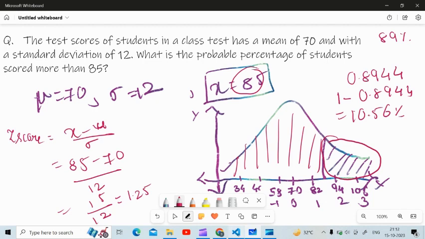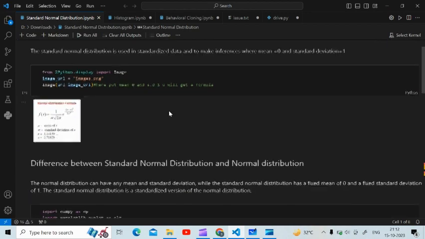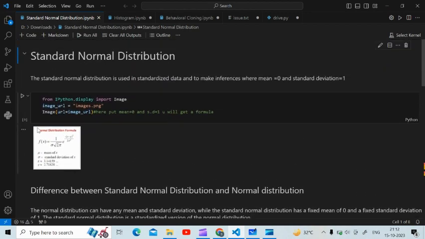Let's move to the code. Here is the code for the standard normal distribution. This is the picture of the normal distribution, but in the standard normal distribution, what you need to do is put the mean equal to 0 and sigma equal to 1. Then you will get one equation, which is nothing but the standard normal distribution.